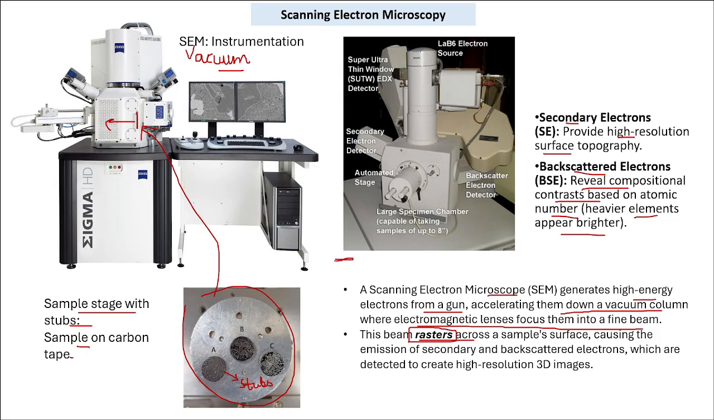It will scan your sample like this in a nanometer range. Suppose this is the size of the sample, there would be a dot, and this is how the scanning would happen at this nanometer range. This is the kind of raster scanning, when it moves like this across the sample surface, causing the emission of secondary and backscattered electrons, which are detected to create high resolution 3D images.